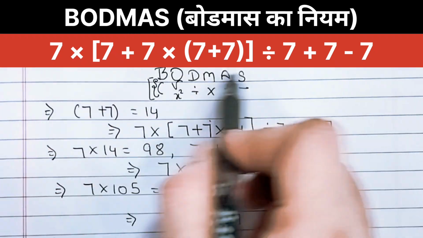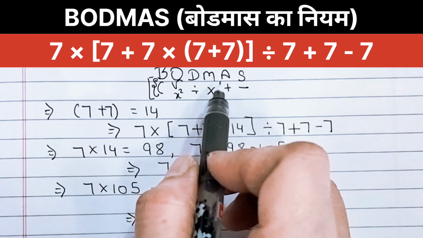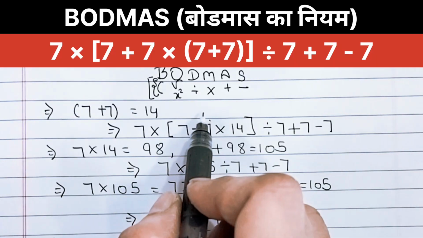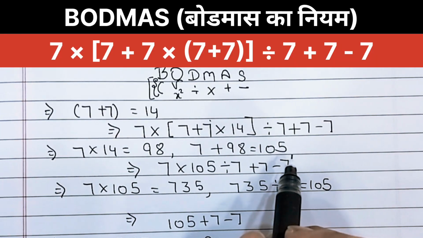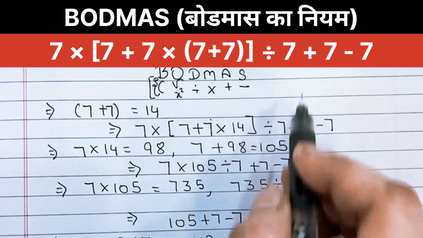The conclusion: by systematically applying the BODMAS rule, we simplify the complex nested brackets first and then process the arithmetic from left to right, and the final simplified value of this expression is 105.